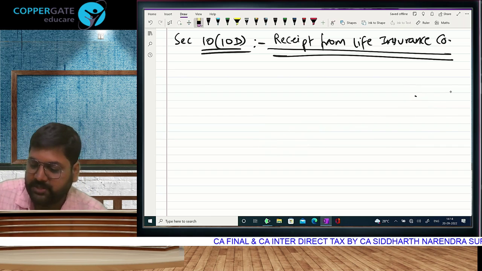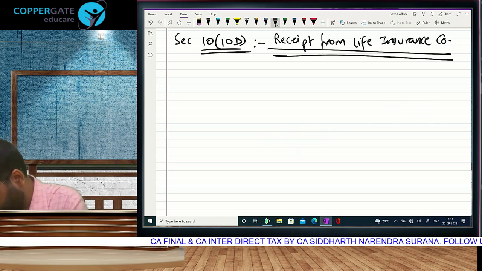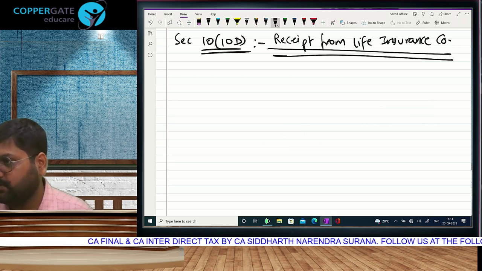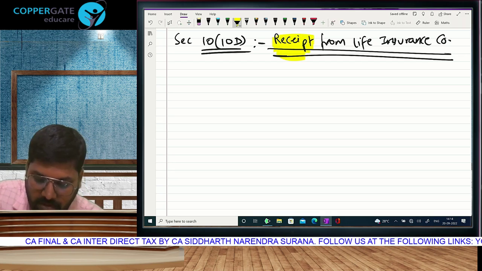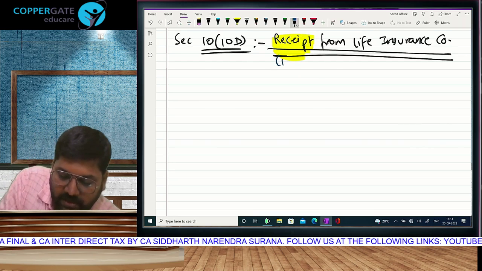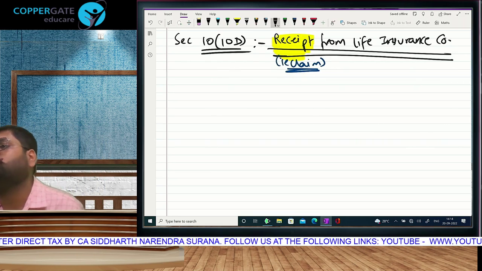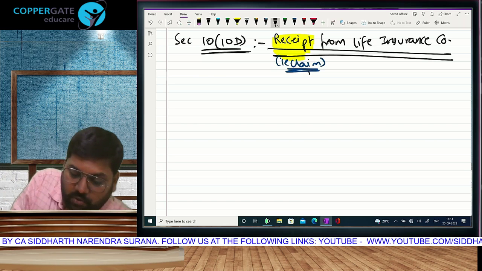Don't talk from the company's point of view. Now we are talking about the investor's point of view. What is he purchasing? An insurance policy. What is the expense incurred to purchase an insurance policy? Premium. So what do we receive? Which receipt are we talking about? That means we are talking about the claim received from the insurance company. Friends, yes or no? This claim that we receive can be received on two occasions.